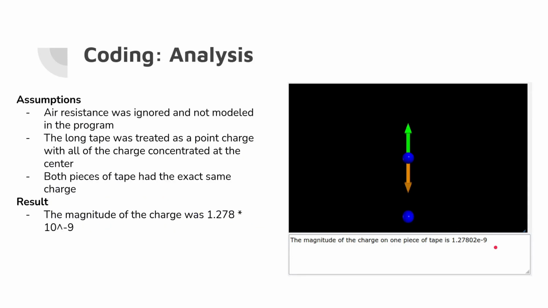Similar assumptions are made for the coding, and we assume that air resistance is ignored and not modeled in the program. We also treat both pieces of tape as a point charge with all the charge concentrated in the center, and we also assume that both pieces of tape have the exact same charge. And we got the exact same magnitude of charge using this.